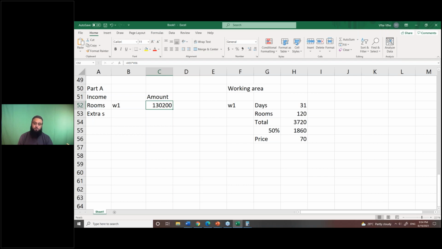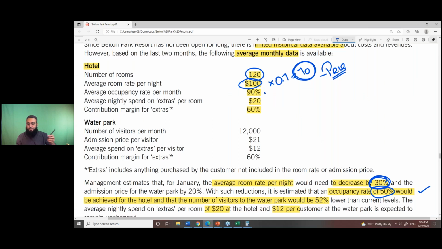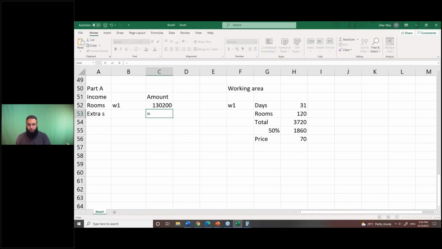Okay, clear? Right. Then the extras. The question says that 60% is the contribution margin from extras and the rate of that remains at 20. So that is not an issue. You can easily work out. Obviously, you will multiply this as well with the number of rooms here, definitely. So it's simple. Let's work this out together without any issue.